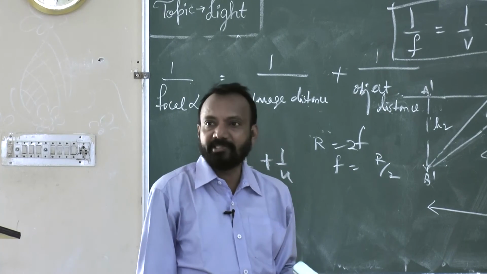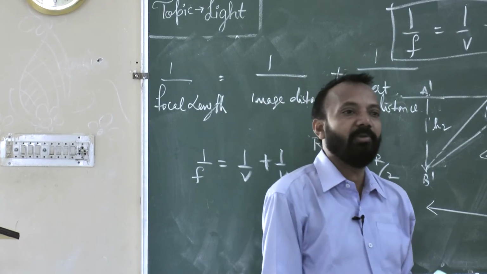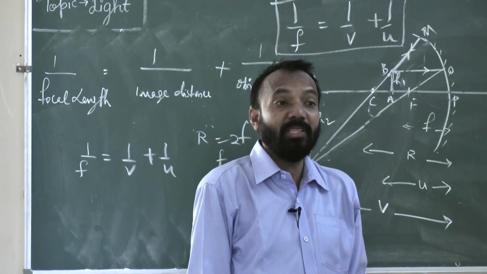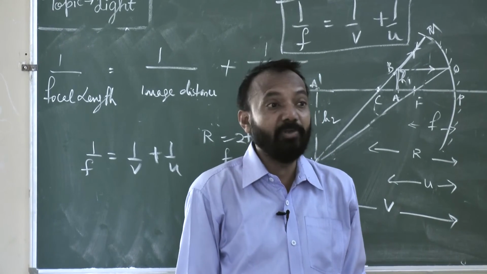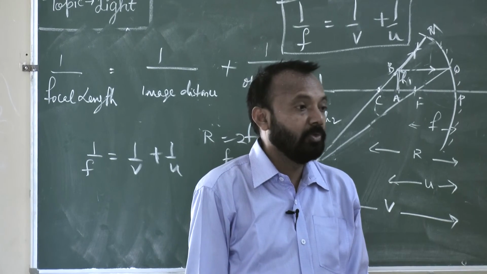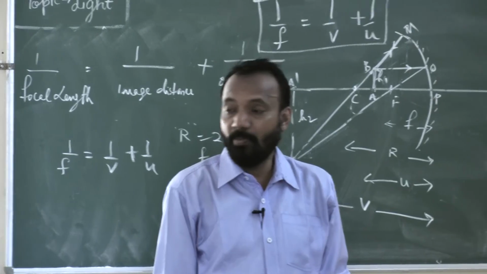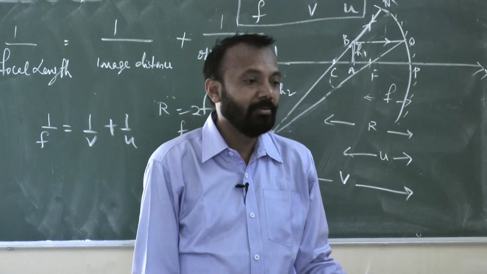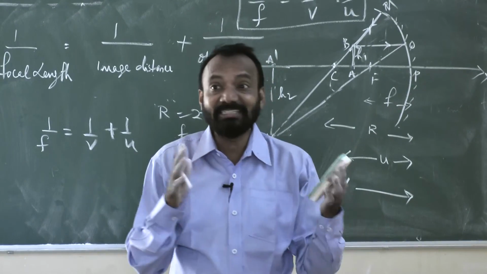Lens formula we will study in advance, that is 1 by F is equal to 1 by V minus 1 by U. That time you will get confused. It was 1 by V plus 1 by U, and now 1 by V minus 1 by U has come. Then doubt comes. Because of that, the light chapter creates doubt.